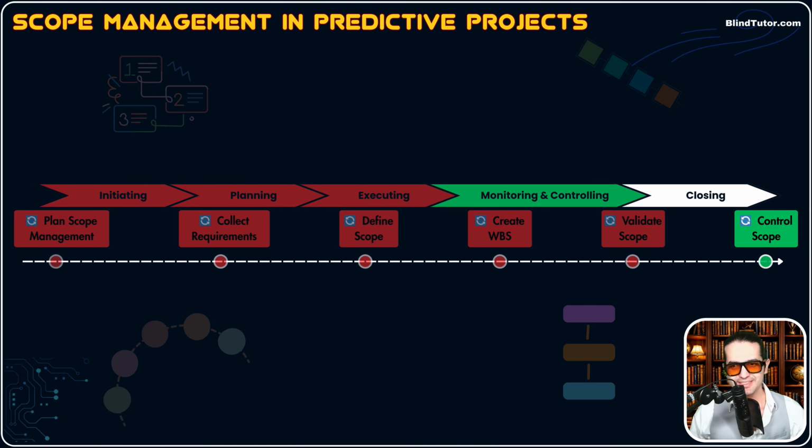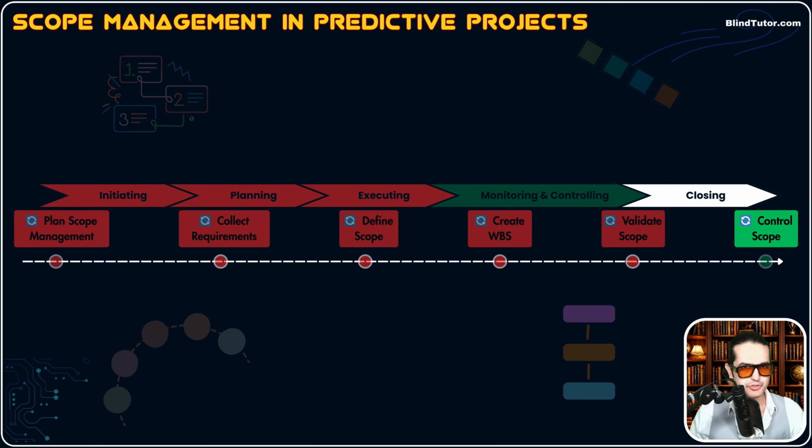All right. Welcome to the next process of scope management in predictive projects. You have done great so far, okay? You learned 5 processes, and we're in the last process of scope management in predictive projects. What phase, guys? Monitoring and controlling. What process? Control the scope. The only green process that is left.